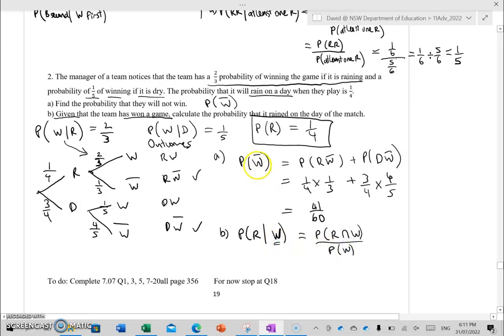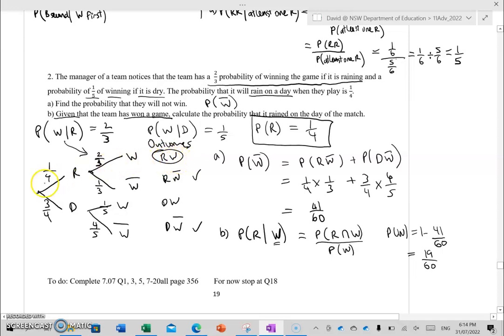Okay, now we know the probability of not winning is 41 out of 60. So probability of winning will therefore be 1 minus. So the probability of winning is 19 out of 60. Okay, let's have a think about the numerator here. Probability of it raining and winning. So probability of raining and winning, convince yourself that that's just going to be this top one, rain, win.